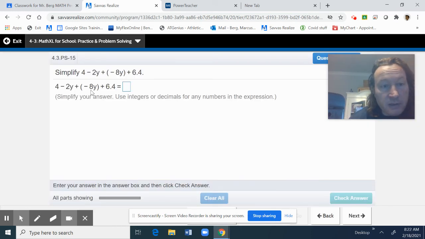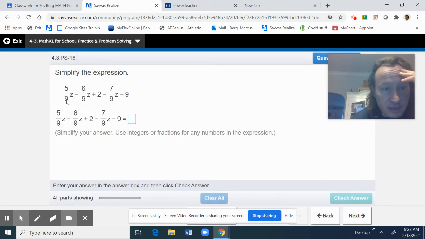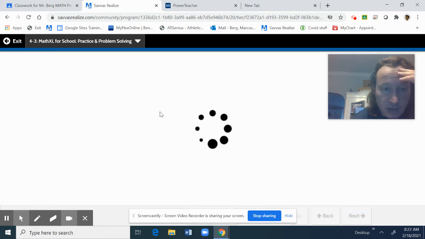This one's like we did before. You know how to do that. Put that together. Don't forget this one. You've got 3 Z's, so you can put your 5/9Z minus 6/9Z minus 7/9Z together. And then you've got your 2 minus 9. It's 5/9Z minus 6/9Z minus 7/9Z. You get a plus 2 and a minus 9.